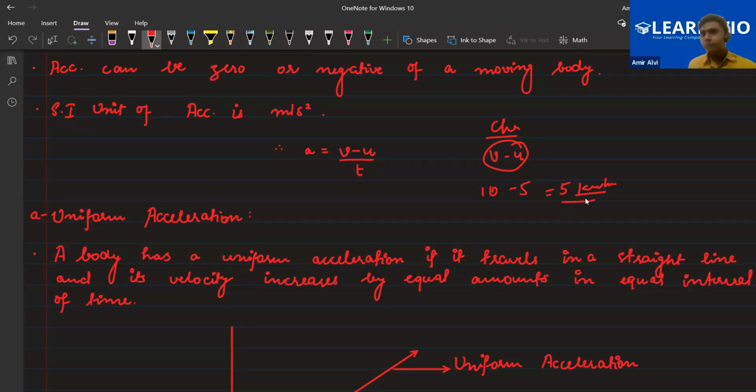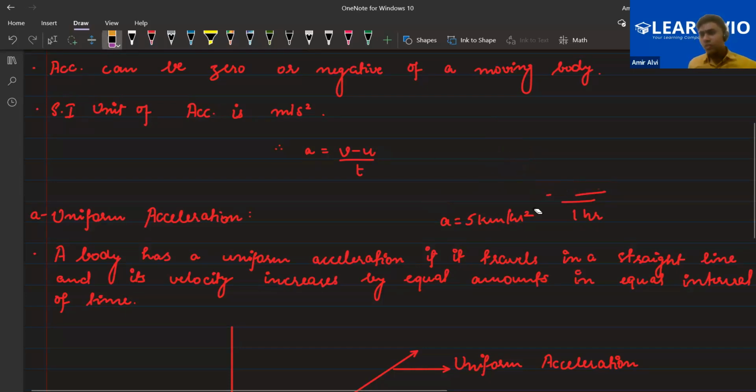If you divide this by time, suppose I'm dividing by 1 hour, it becomes acceleration, v by t. Acceleration would be 5 kilometer per hour square. Is this clear?